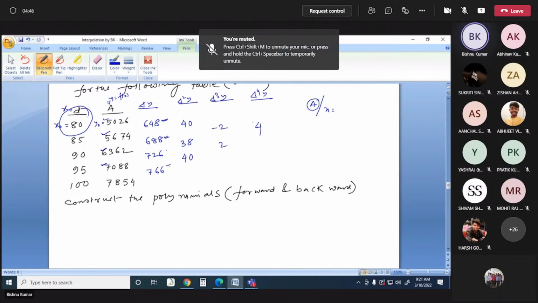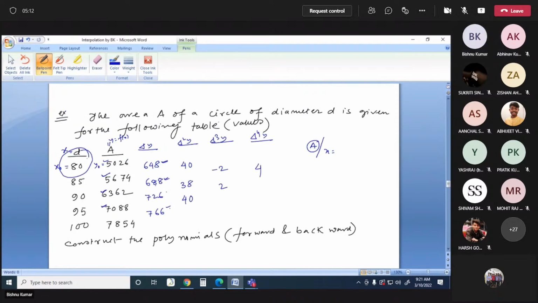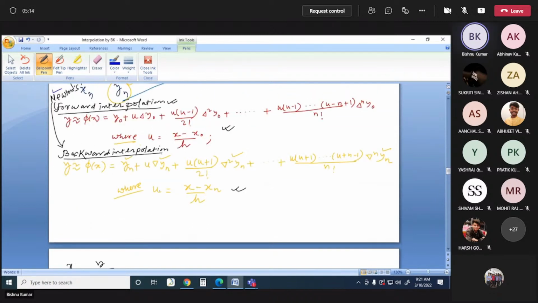So that is the logic. If the asking point is in the beginning neighborhood, you will use Newton forward interpolation. If the asking point is in the ending neighborhood, you will use Newton backward interpolation. And if you use that, it is scientifically more correct. Okay. So now you may be able to construct the forward and backward interpolation polynomial with the help of this formula.